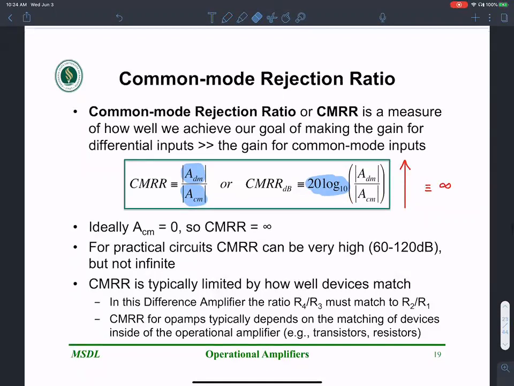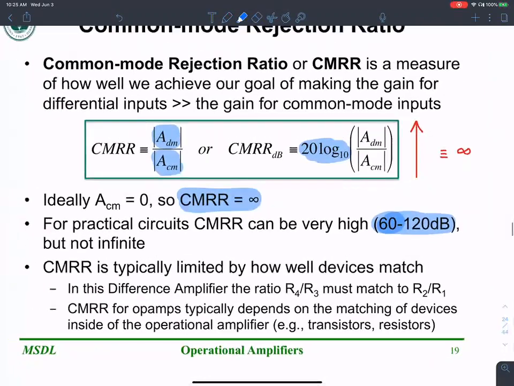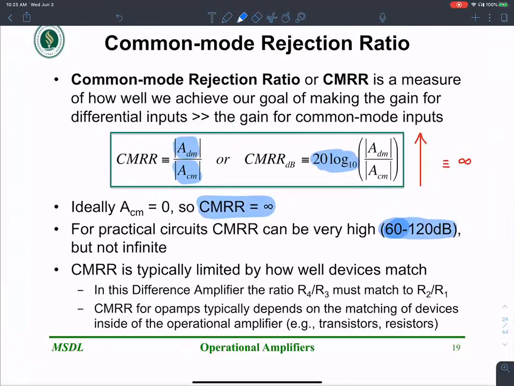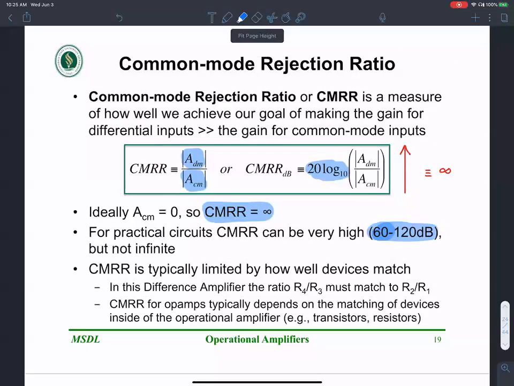So typically, for a practical circuit, that is ideal. The common mode rejection ratio is a measure of how well differential mode signals are amplified in relation to how well the common mode signals are attenuated. For practical circuits, it typically tends to be anywhere between 1,000 and a million, or 60 dB to 120 dB. Common mode rejection ratio is typically limited by how well the devices match.